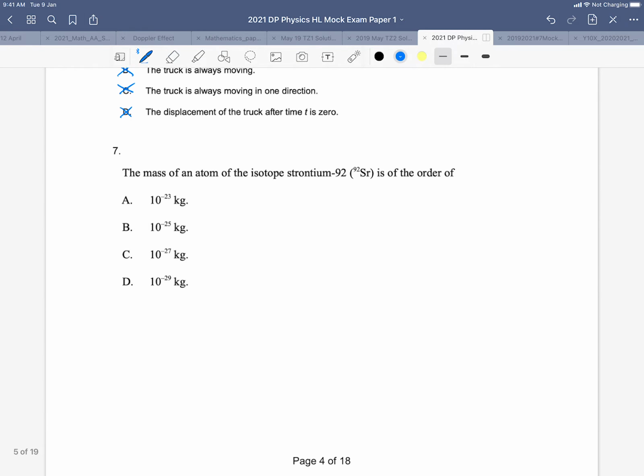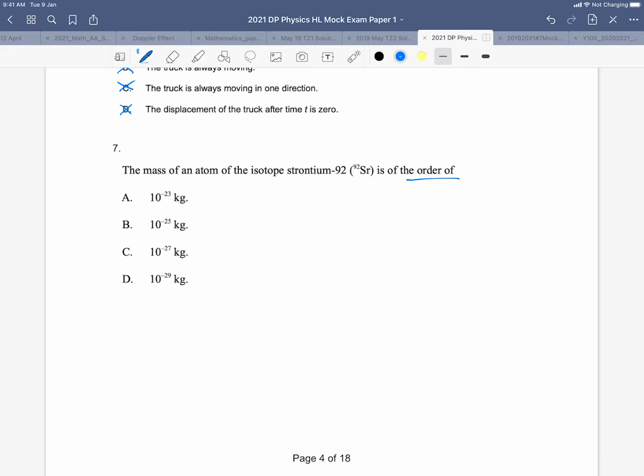Okay, isotope of strontium, the mass is of the order of... we just have to do a power of 10 estimation. So we have to remember that the mass number, 92 up there, the nucleon number, is approximately the mass of the atom in U. And if you can't remember what a U is, you look it up in your data booklet. And you get this, and then you can see, well, 92 is approximately 100, 1.66 is approximately 1, and then you're basically just left with this, and the others don't come close to that.